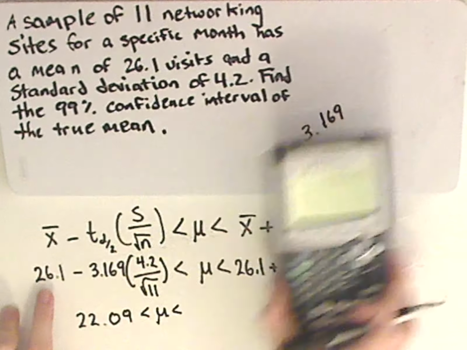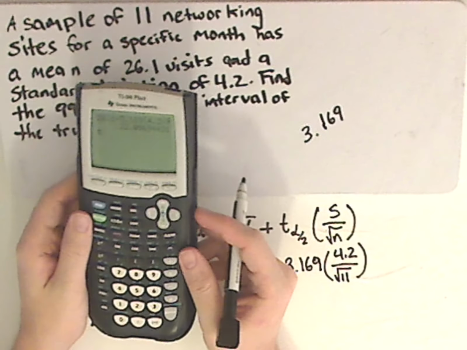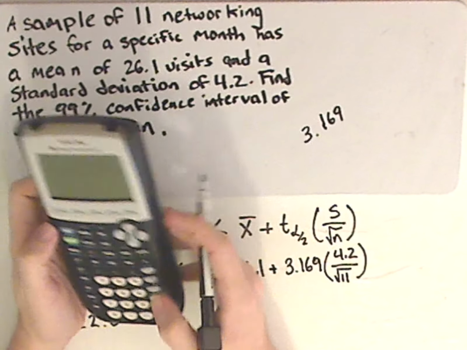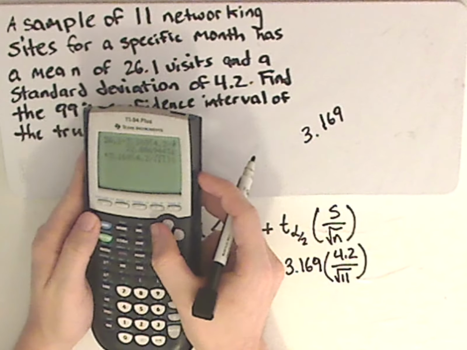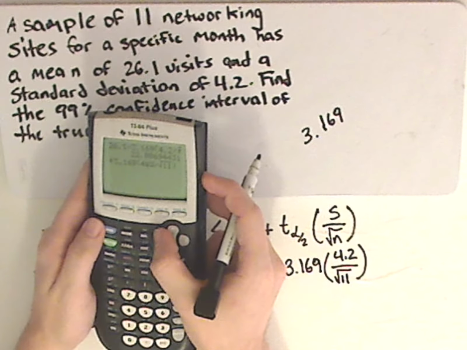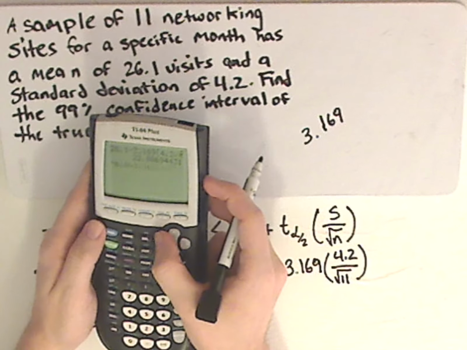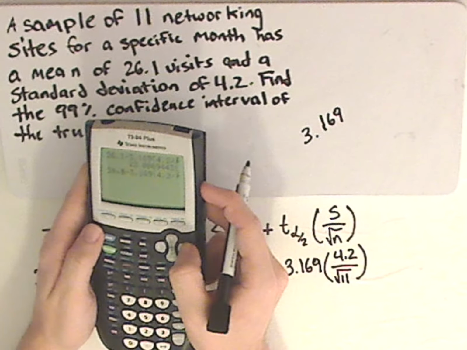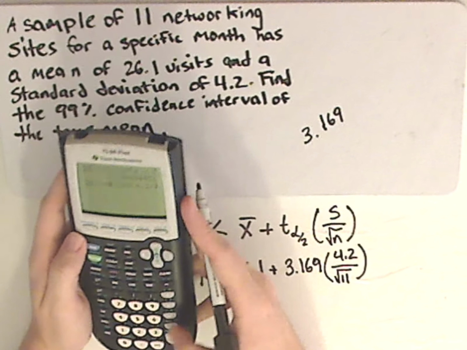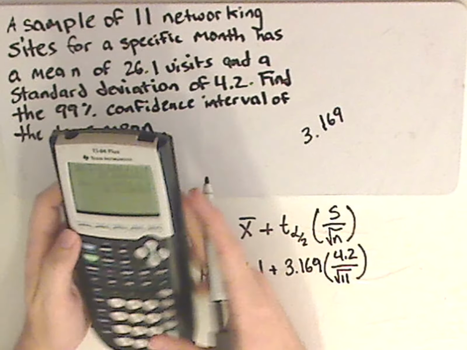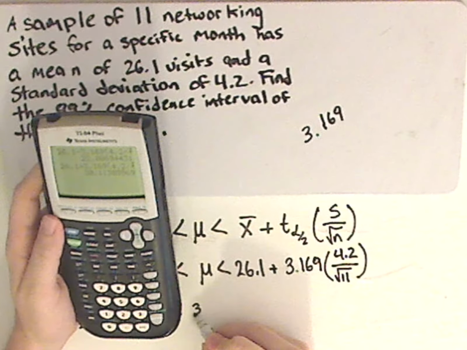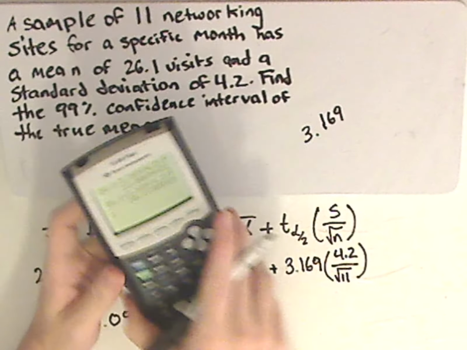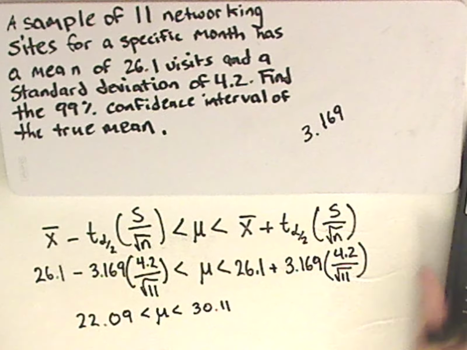Now, on the other side, if you have a calculator like this, you don't have to type the entire thing. Just hit second entry. Second entry just repeats the last line. And then over the minus sign, put plus, and then enter, which is 30.11.